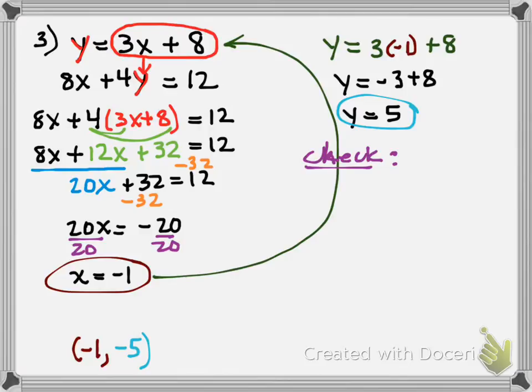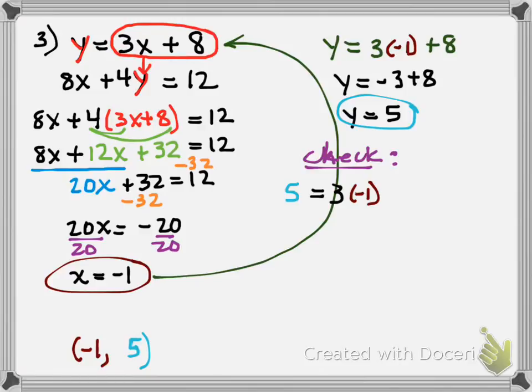Okay, oops, I wrote a negative 5. It's supposed to be a positive 5. Okay. So our y value is 5 when our x value is negative 1.